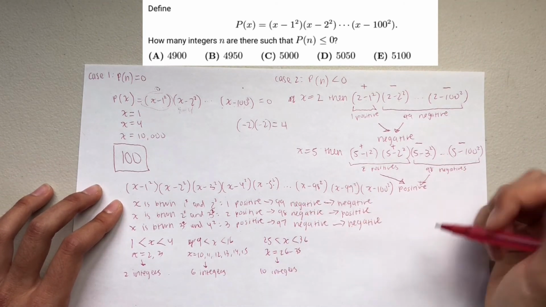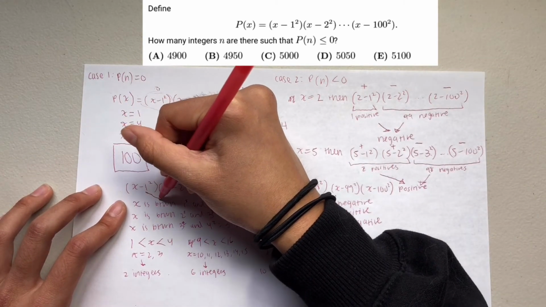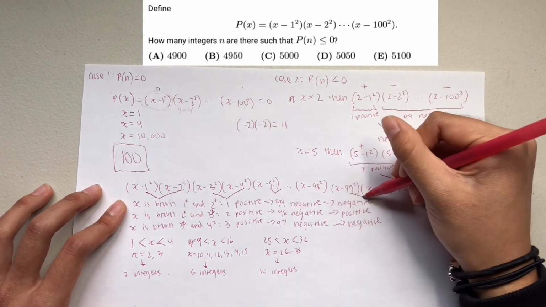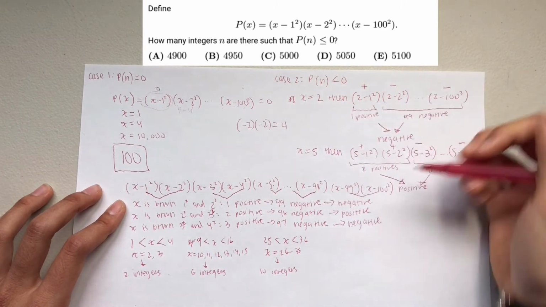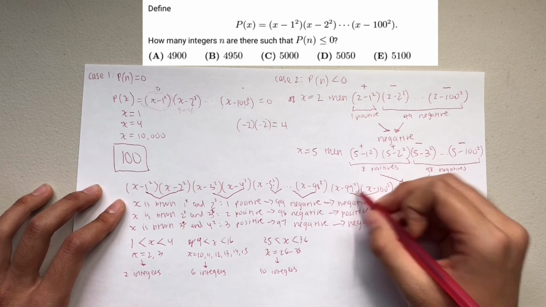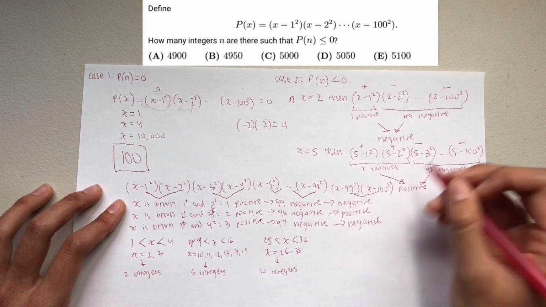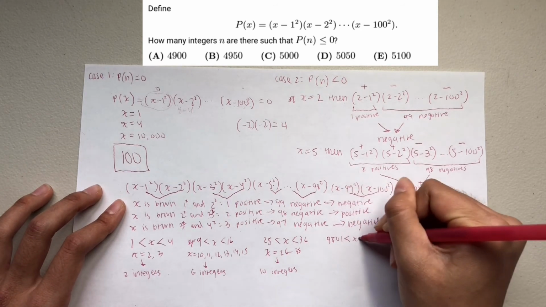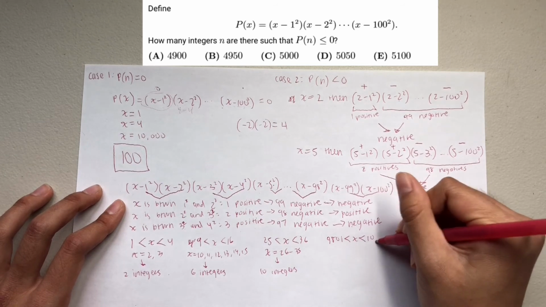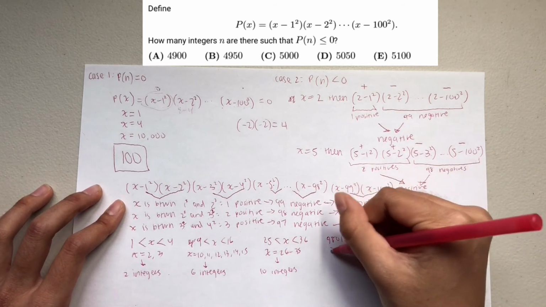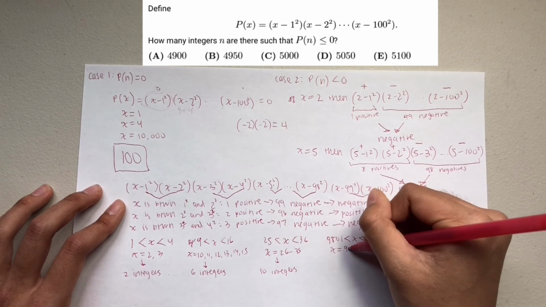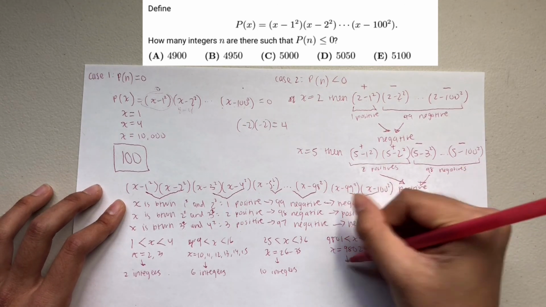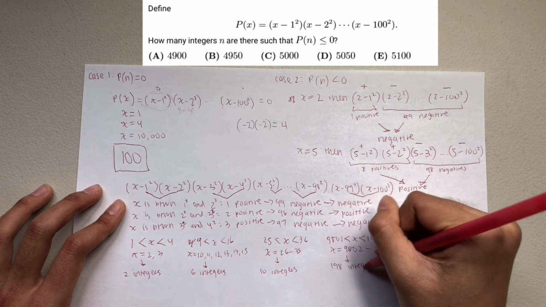Now let's do the very last one. So I see that if x is between 1 squared and 2 squared, 3 squared and 4 squared, 5 squared and 6 squared, then it would be 97 squared and 98 squared, and then 99 squared and 100 squared. So if x is between 99 squared and 100 squared, then the entire product will be negative. 99 squared is 9,801. And then 100 squared is 10,000. So x could be 9,802 through 9,999, which means that there would be 198 integers.